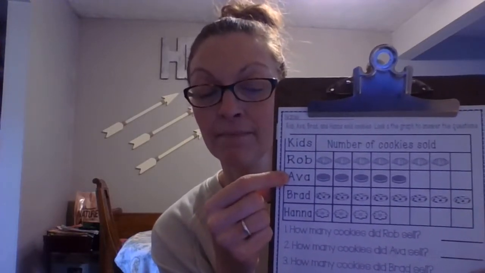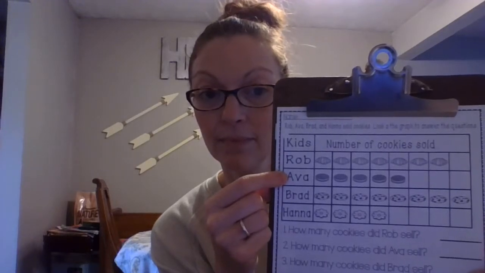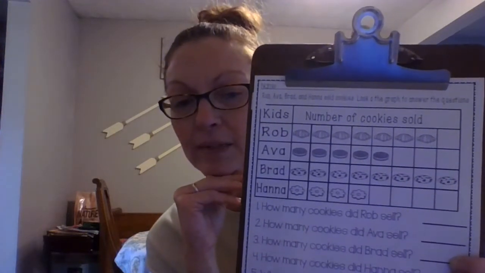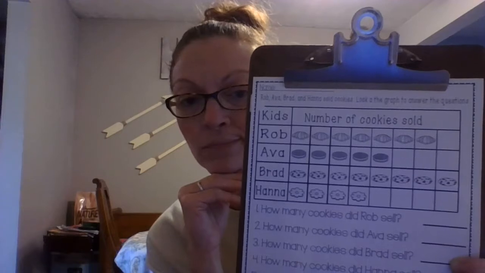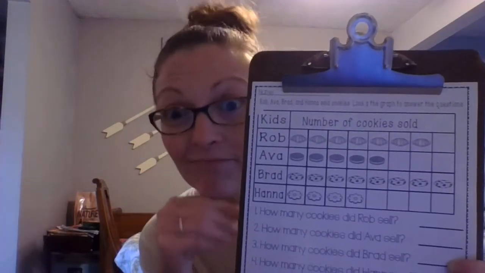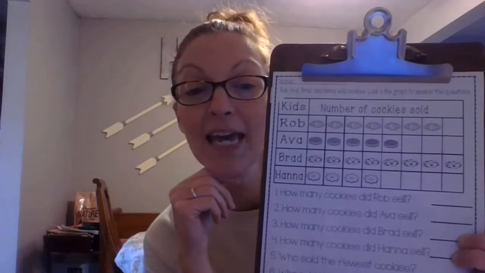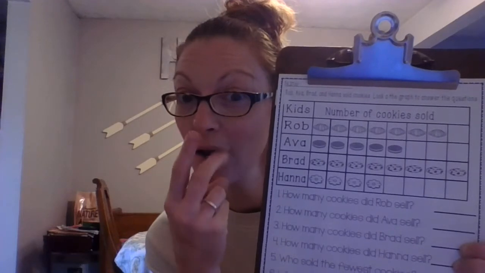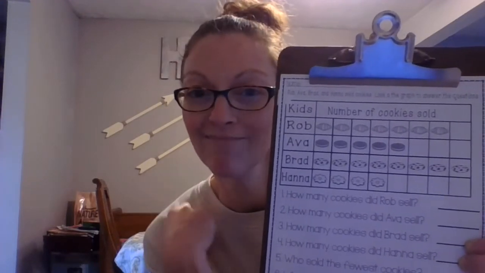So go ahead right now, count how many did Ava sell? How many cookies did Ava sell? Yep, 5. 1, 2, 3, 4, 5. All right, what about Brad? I'll give you a second to check all of Brad's. How many cookies did Brad sell? Did you say 8? So Brad sold 8 cookies and Hannah sold 4 cookies. You're right.